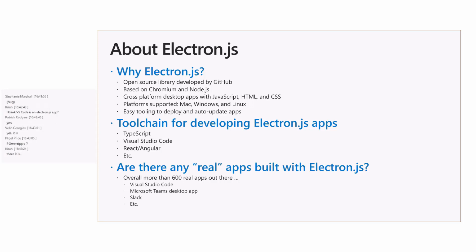And in the list of those applications, we can find Visual Studio Code, just to make an example, or Microsoft Teams, the desktop app of Microsoft Teams, as well as the Slack desktop client. So there are plenty of real business applications built using Electron. And that's why, personally, I started using Electron for such kind of desktop applications for my customers.